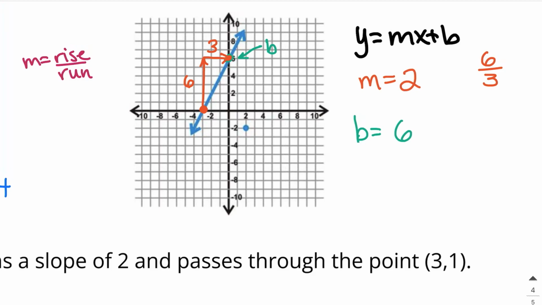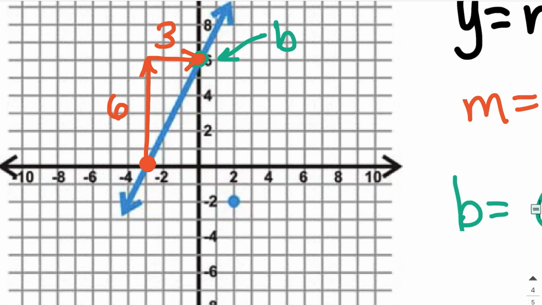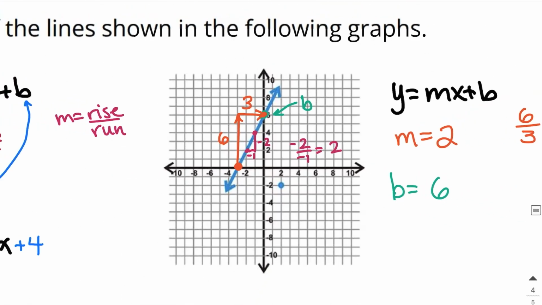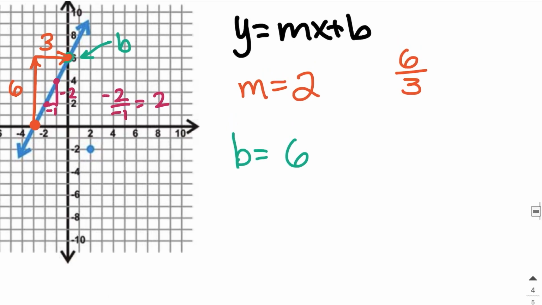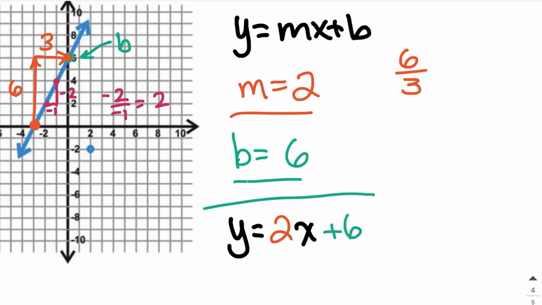It doesn't matter where you start and end. For example, I could have started here and ended here. This goes down by 2 and to the left by 1, but the double negatives become a positive. So again, it doesn't matter which way you do it, as long as you are being consistent and you're thinking really hard about how you're doing it. So now when I write out my equation, instead of m, I can replace it with this 2 right here. y equals 2x, and don't forget that x because that's really important. And instead of b, I can just write +6. And this is my equation for this one right here.